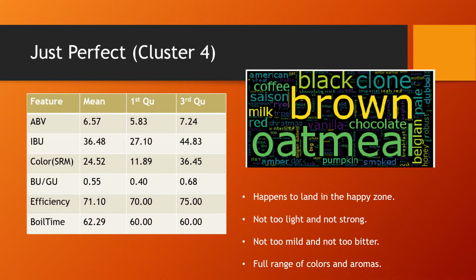Cluster number 4, I call this the just perfect cluster. Happens to land in the happy zone. Not too light, not too strong, not too mild, not too bitter. Full range of colors and aromas. Interesting words that came out of the text analytics, such as chocolate, oatmeal, pumpkin, smoke, brown, black, milk, coffee. This cluster is pretty interesting. It would be something that I would definitely love to try.